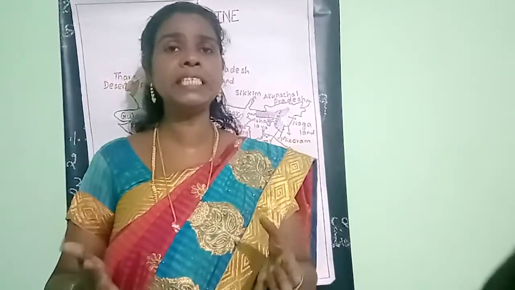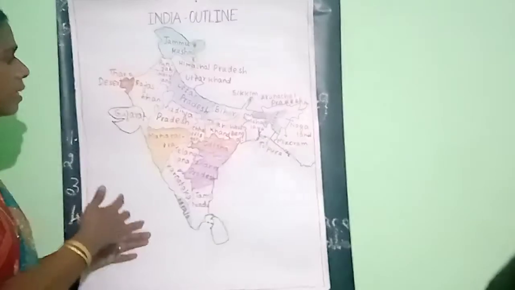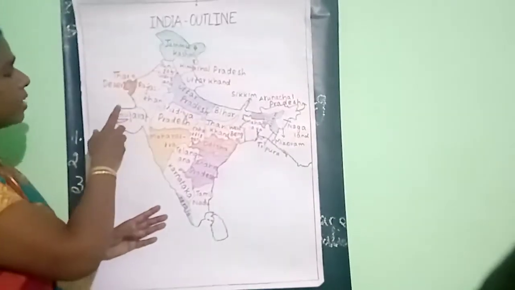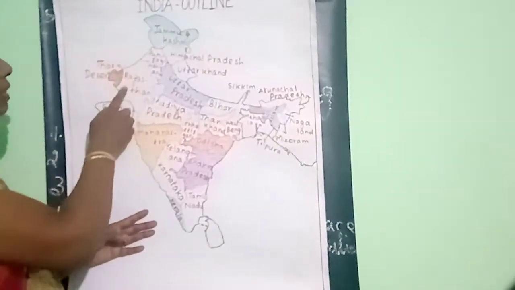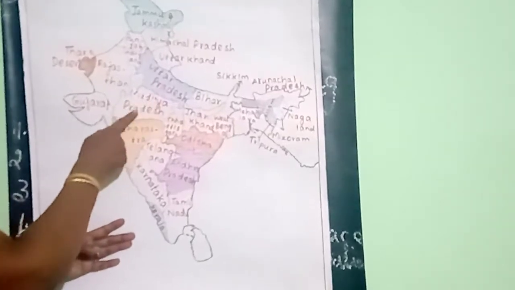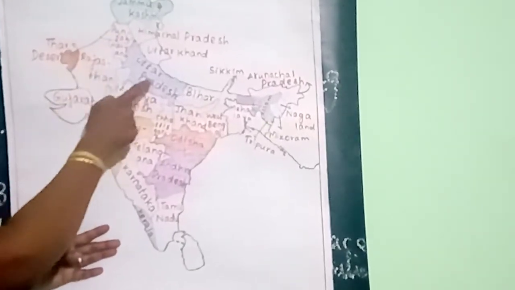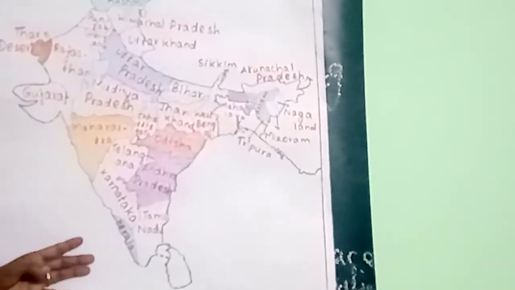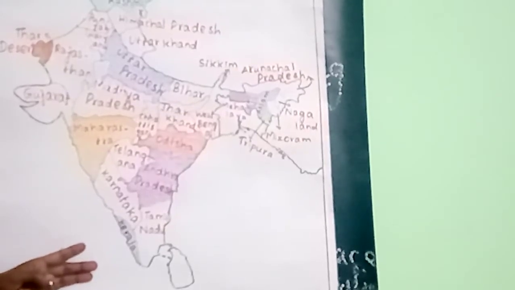Then some of the states follow this particular farming. Listen here, the same states, for example Punjab, Rajasthan, Uttar Pradesh, Madhya Pradesh. These same four states also follow intensive farming.